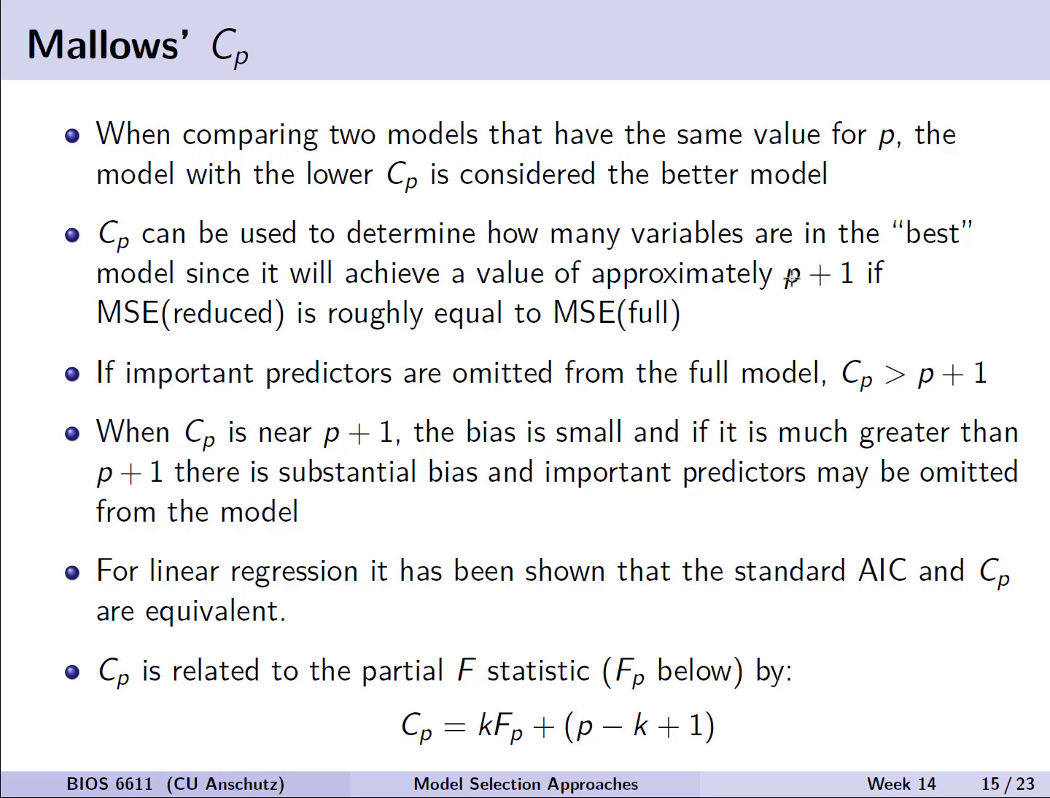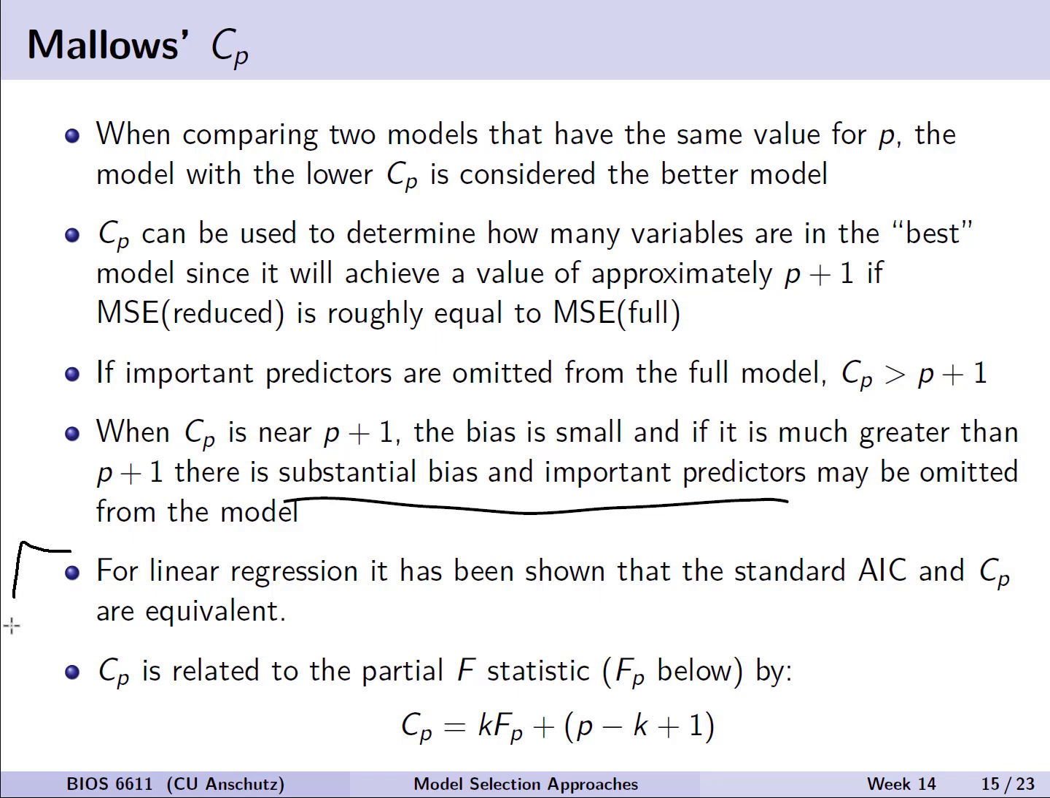If important predictors are omitted from the full model though, we'll see that the estimate of Cp will be greater than p plus 1. When Cp is near p plus 1 though, the bias is assumed to be small. Versus if it's much greater than p plus 1, there will be substantial bias, and we can note that important predictors may have been omitted from that model with respect to whatever our full specified model was.